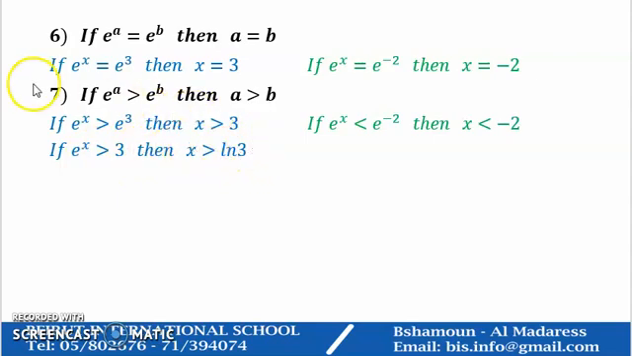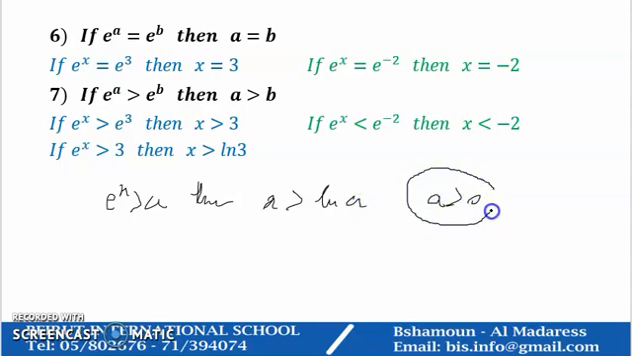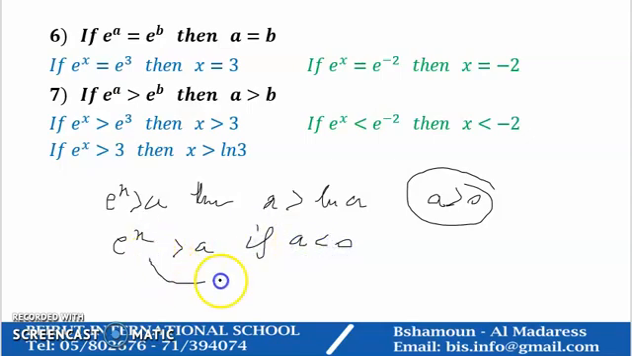We know that if I have e^x greater than a, then x is greater than ln a, but of course a must be greater than 0. If a is less than 0, then e^x greater than a holds for any real number x, so x belongs to R. Why is that? If a is negative, then e^x is a positive quantity. It will be greater than a negative quantity for every value of x.